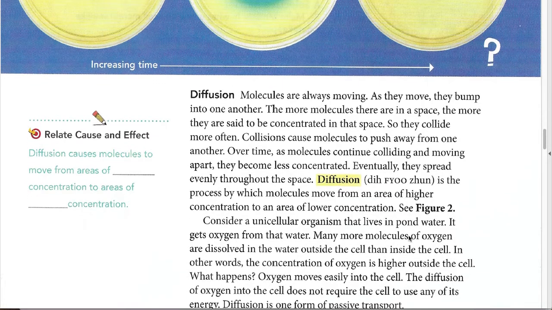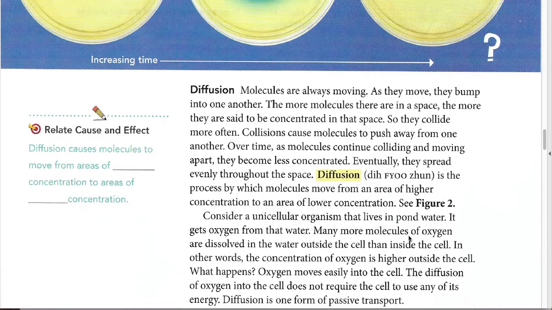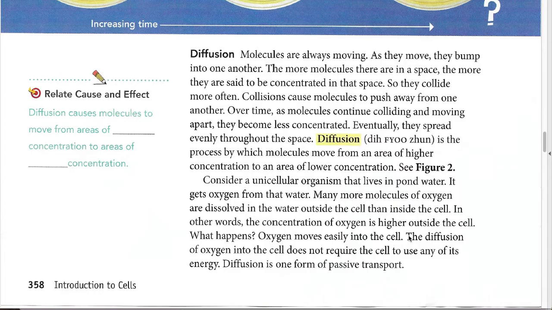Diffusion. Molecules are always moving. As they move, they bump into one another. The more molecules are in space, the more they are said to be concentrated in that space. So they collide more often. Collisions cause molecules to push away from one another. Over time, as molecules continue colliding and moving apart, they become less concentrated. Eventually, they spread evenly throughout the space. Diffusion is a process by which molecules move from an area of higher concentration to an area of lower concentration.